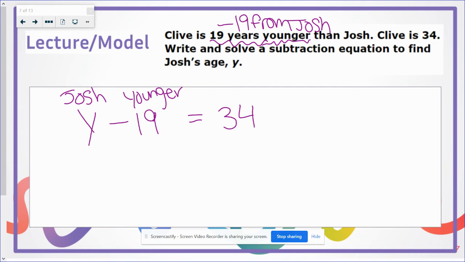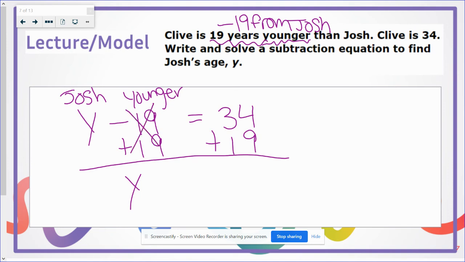Now, since we subtracted 19 from our original starting point, in order to undo that, we're going to add 19. And if I added 19 on the left side to keep things balanced, we're going to add 19 on the right side, or else I'd be topsy-turvy. All right, minus 19 plus 19, that's going to cancel out. We're just left with our variable. 34 plus 19 would be 53. So Josh's age would be 53.